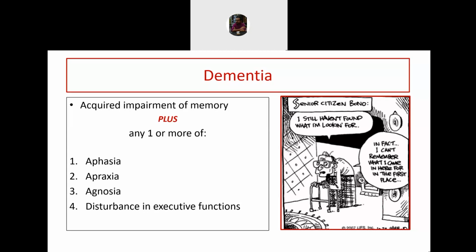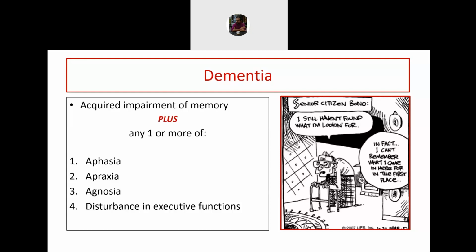But that is not sufficient to call it dementia, because loss of memory is amnesia. Along with the loss of memory, there should be a global cognitive and intellectual decline. The overall intellectual function has to decrease. Otherwise, that cannot be called dementia. So in dementia, one criterion is the acquired impairment of memory. But any one out of these four should also be present.